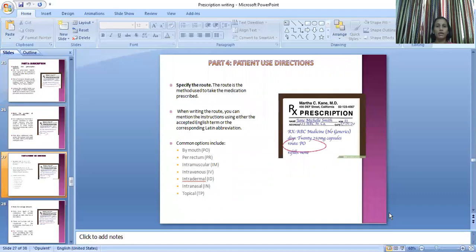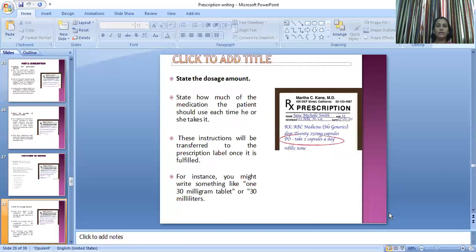Then patient use directions. You should always mention the specific route through which the patient has to take the medication. When writing the route, you should mention the instructions using either an accepted English term or the corresponding Latin abbreviation. Then state the dosage amount, how much of the medication the patient should use each time he or she takes it. These instructions should be transferred to the prescription label once it is filled.